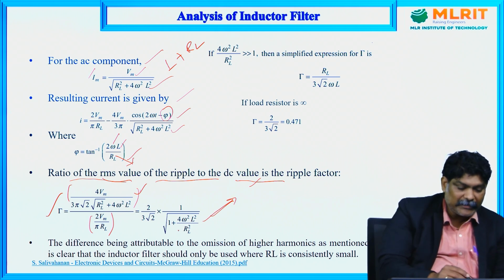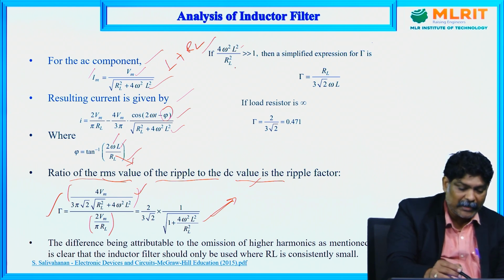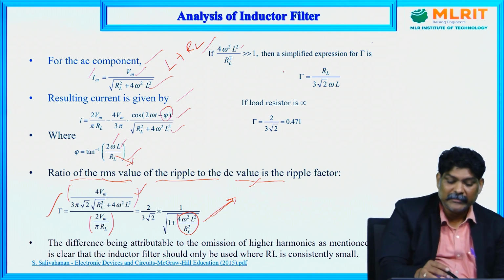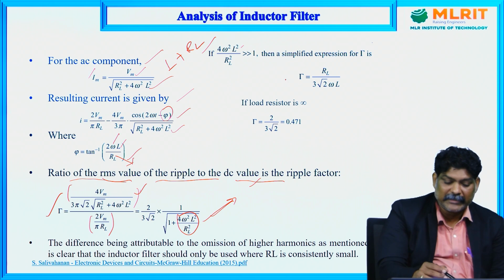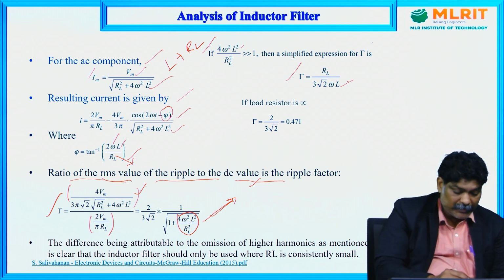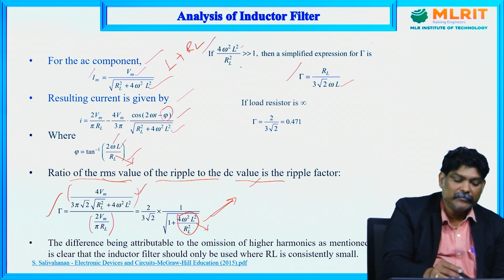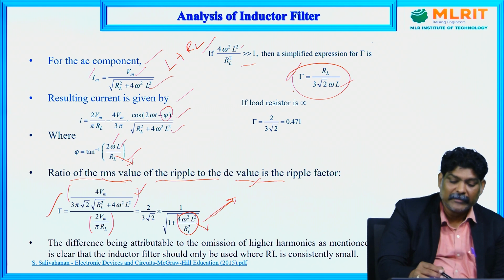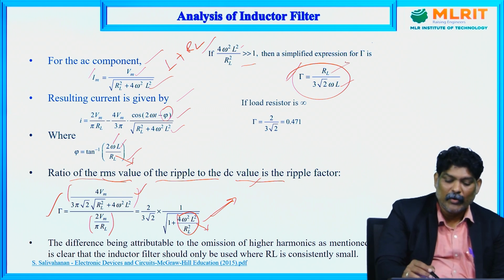If the term 4 omega square L square by RL square is much greater than 1, then the simplified expression for the ripple factor is given by RL by 3 root 2 omega L. Because we have considered that this term is much more than 1, we can simplify the ripple factor expression as load resistor RL upon 3 root 2 omega L.